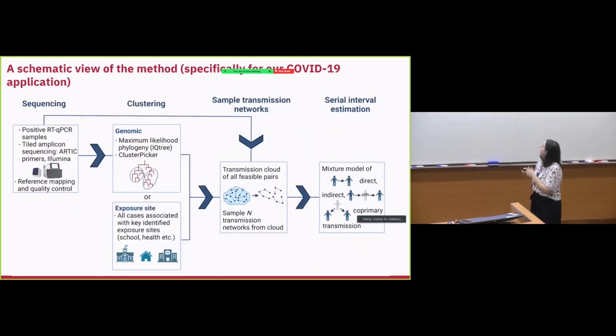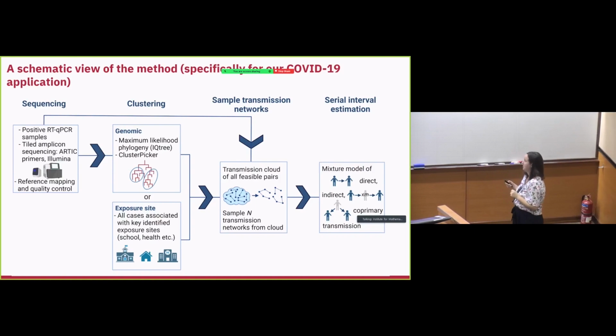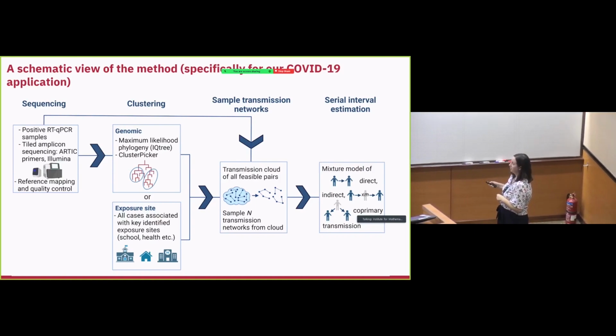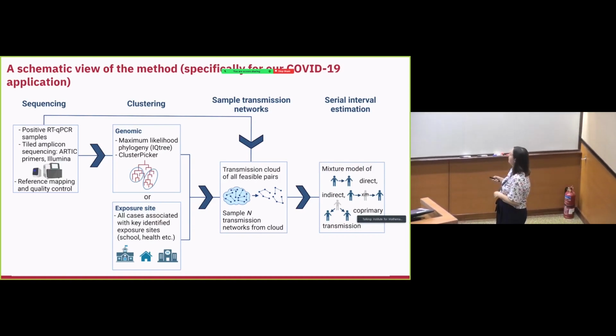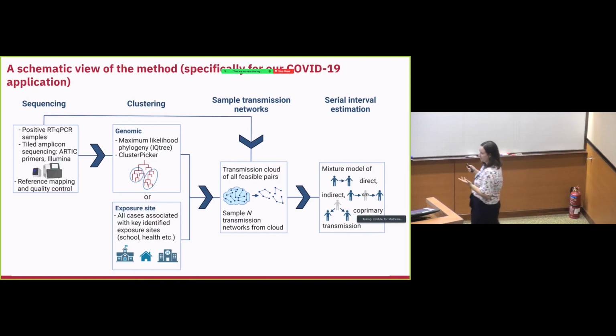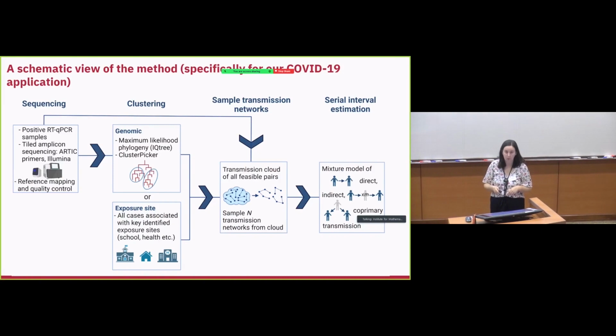So I included a little schematic view of the method. We're up to stage 3 at the moment. This was specifically for the Victorian application that I'll speak about later. So we've got our sequences. This describes the sequencing for that Victorian analysis. We've done some clustering, as I said, that could be genomic or what I'm calling epidemiological, or exposure site, like particular settings of interest. And I go ahead and sample this set of transmission networks. And now I need to go on to estimating the serial interval in each of those. As I describe here, we're going to be doing that with a mixture model, which I'll speak a bit more about.